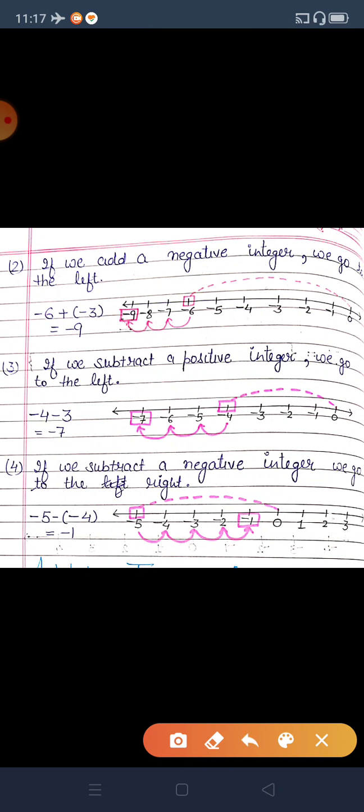Now the next case is, whenever you have to subtract a negative integer from the given integer. So you are given a negative integer minus 5 and you have to subtract again a negative integer.